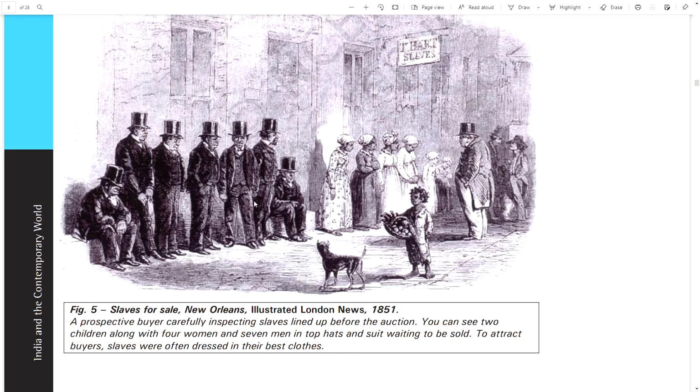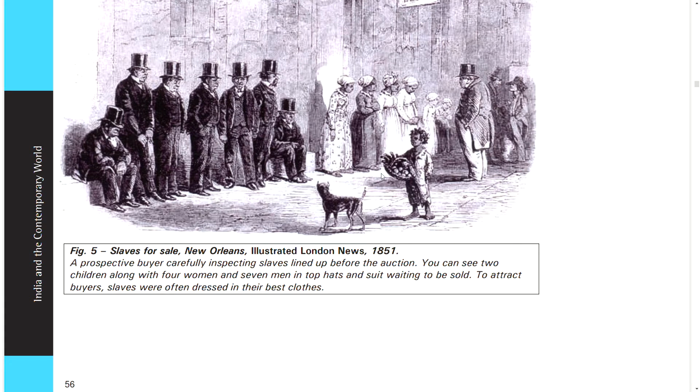Figure. Slaves for sale. New Orleans. Illustrated London News, 1851. Prospective buyers carefully inspecting slaves lined up before the auction. You can see two children along with four women and seven men in top hats and suits waiting to be sold. To attract buyers, slaves were often dressed in their best clothes.